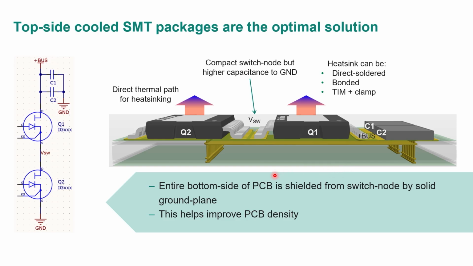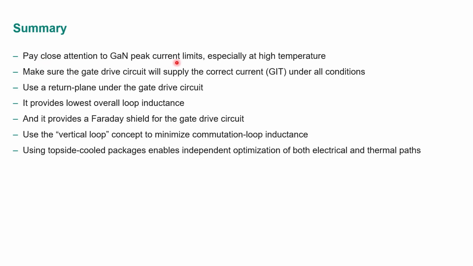I don't have to worry about noise because it's shielded by a ground plane across the entire circuit, and there are no vias poking through with noisy signals. That helps me to improve density. All right, so I think we covered those 5 key points I talked about at the beginning. Quick summary here is make sure you pay close attention to the peak current limits of GaN, especially at high temperature. I'll talk more about that particular topic in the common mistakes of first-time GaN users in this video series.